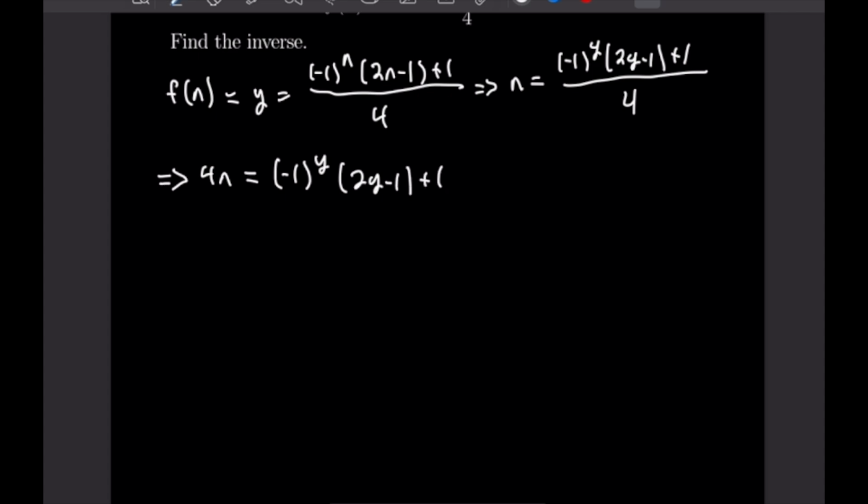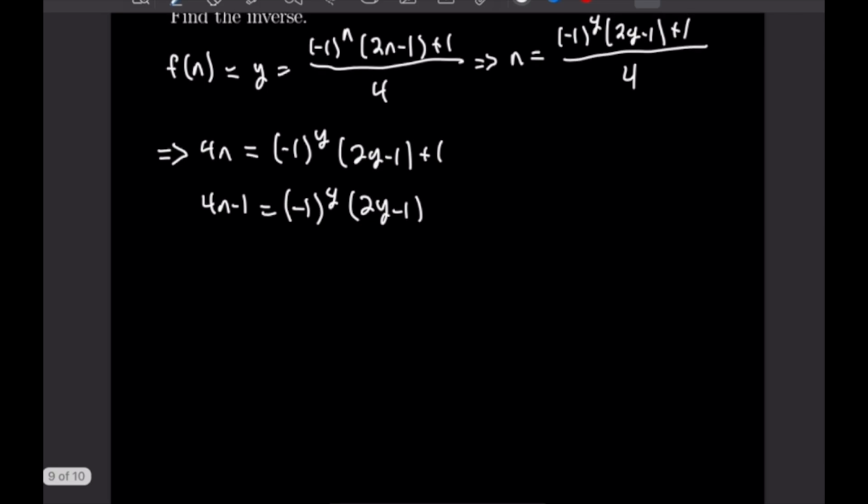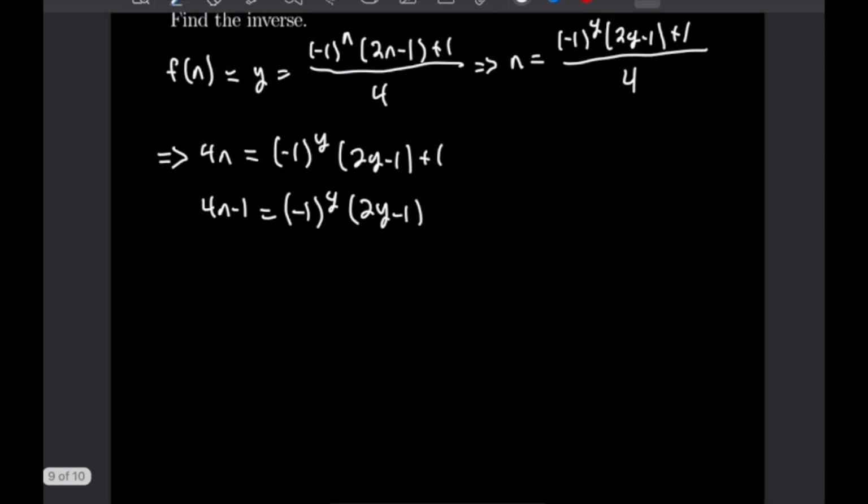Then we can subtract that 1 over, and we will get 4n minus 1 is equal to (-1)^y times (2y minus 1). Next, we are going to divide by this (-1)^y, but if you divide by any power of -1, it's the same as multiplying by any power of -1. So we'll just go ahead and write that in the numerator just for simplicity's sake.